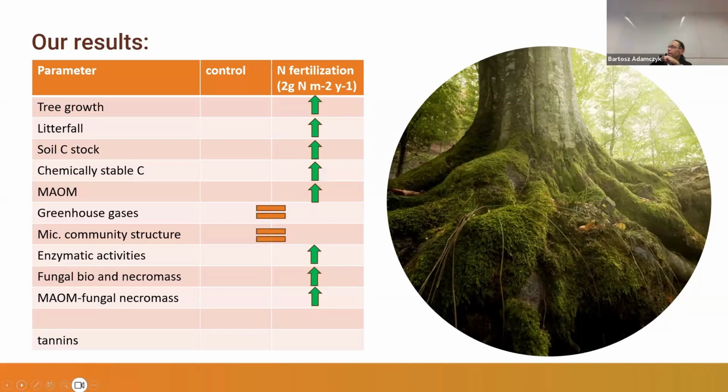But two things were about the same: greenhouse gases production and microbial community structure. But there was one negative result, that tannins were lower under nitrogen fertilization. But taking all of these results into account, we could basically suggest that nitrogen fertilization, at least in this dose which we used, because quite often people are using in their experiments far higher doses of nitrogen fertilization, but if you are not going too much up with nitrogen fertilization, you can basically build up more soil organic carbon.